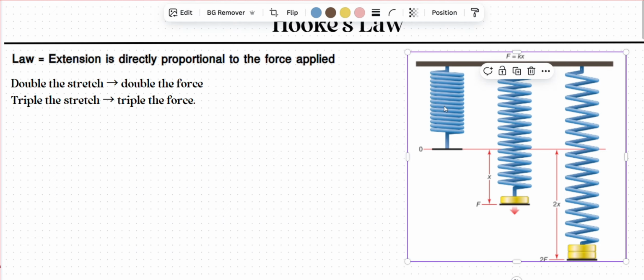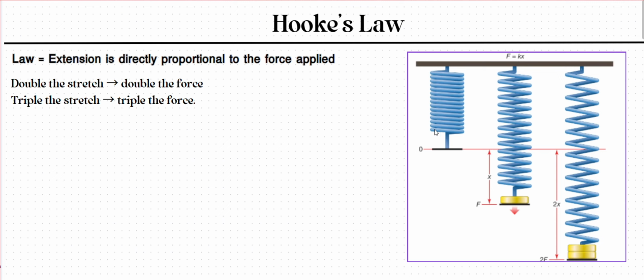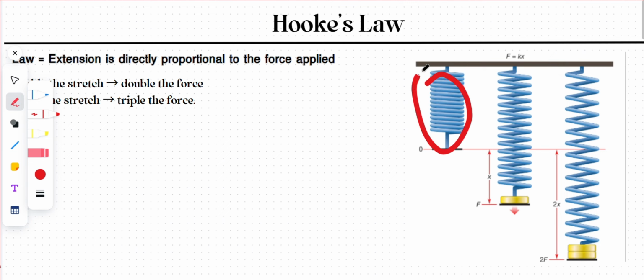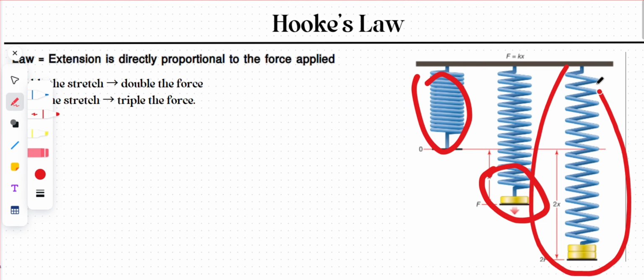So what was the original position of the spring? This was the original position of the spring. This is the compressed form. So this spring was the original position, and after adding one plate, this was the stretched position, and after adding two plates, this was the extension.